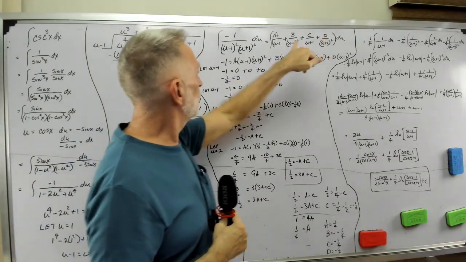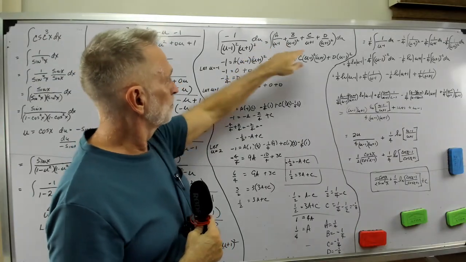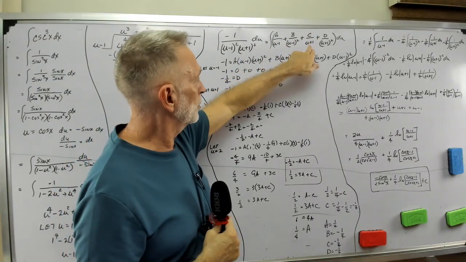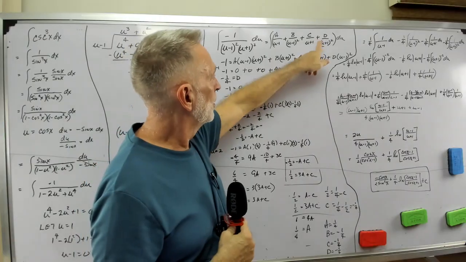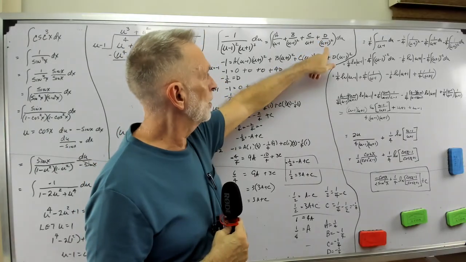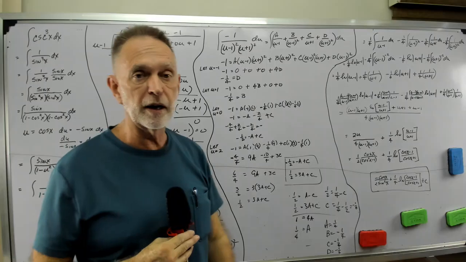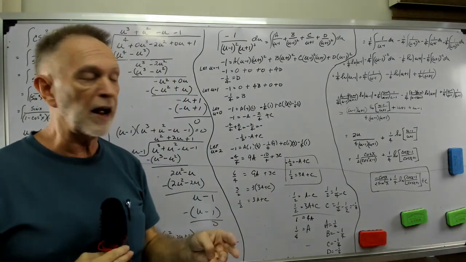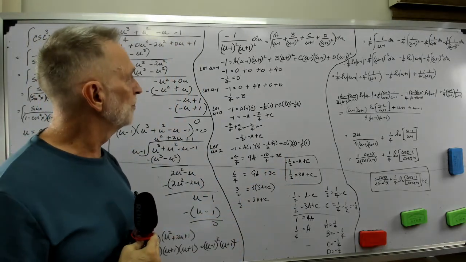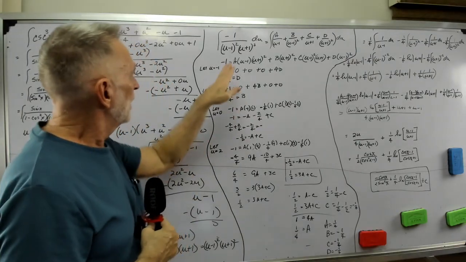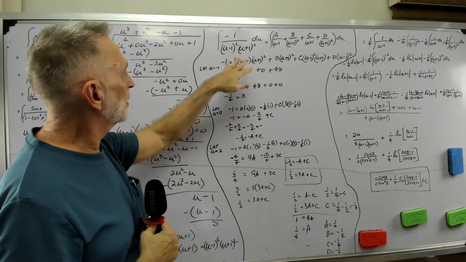It's the same for the u plus 1 squared term. C over u plus 1 to the 1st power plus d over u plus 1 to the 2nd power. And I'm integrating those 4 partial fractions with respect to u. Okay, so there's an algebraic term to this.